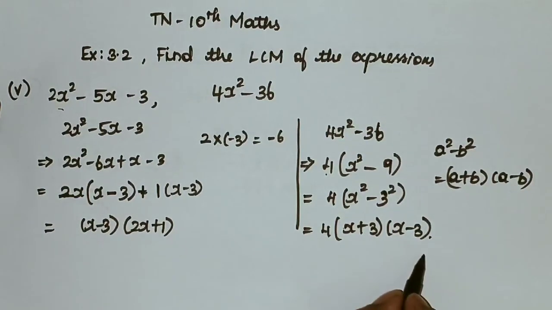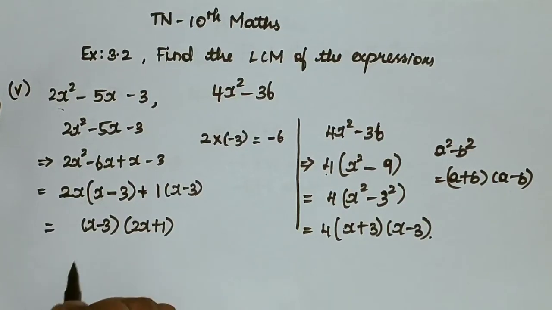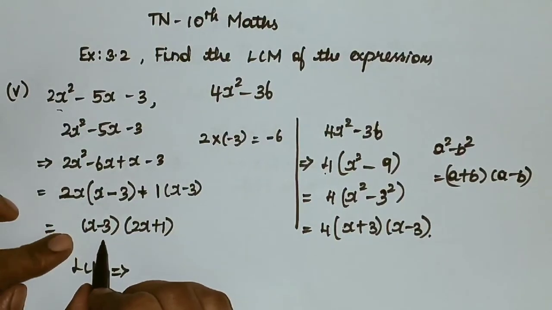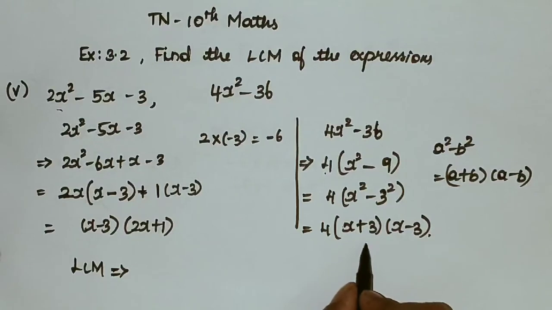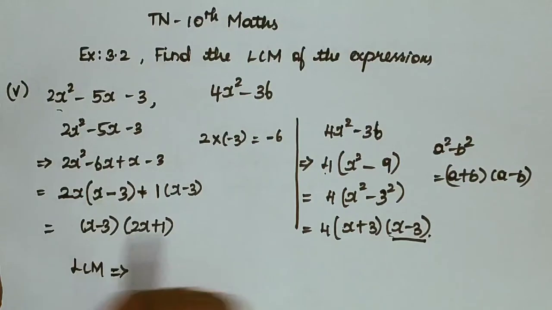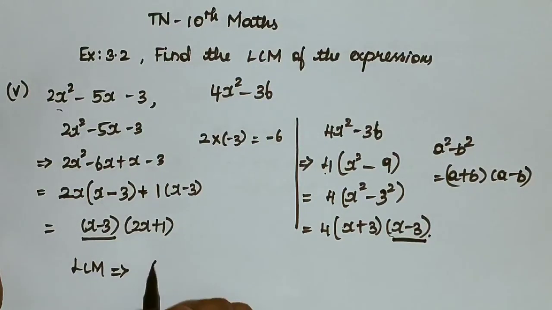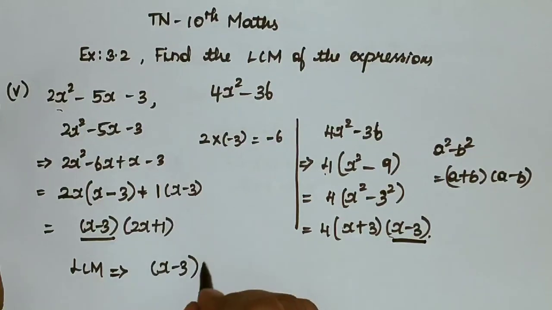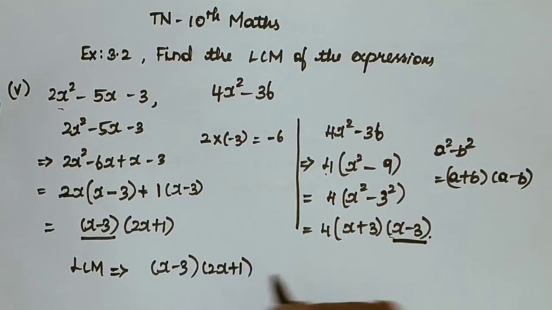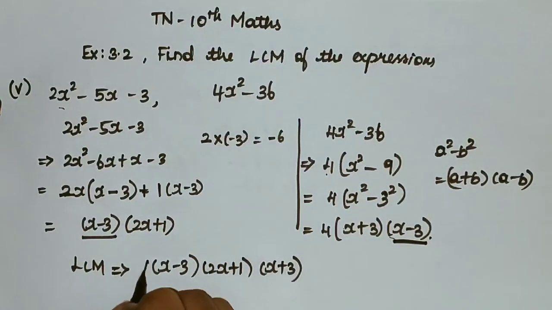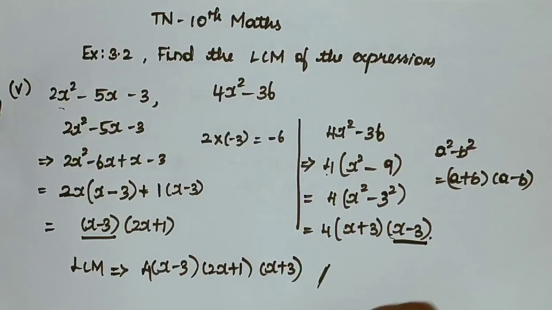So look at these two terms. You have to find the LCM for these two terms. Here it is x minus 3 into 2x plus 1. Here it is 4 of x plus 3, x minus 3. So which of the terms is common here? Here also you have x minus 3. So I'm taking and writing this x minus 3. What are the remaining terms? 2x plus 1. Here we don't have 2x plus 1, so I have to include this 2x plus 1. The next step, here it is x plus 3. I'm going to take and write this x plus 3. Next it is 4. So this is your LCM.